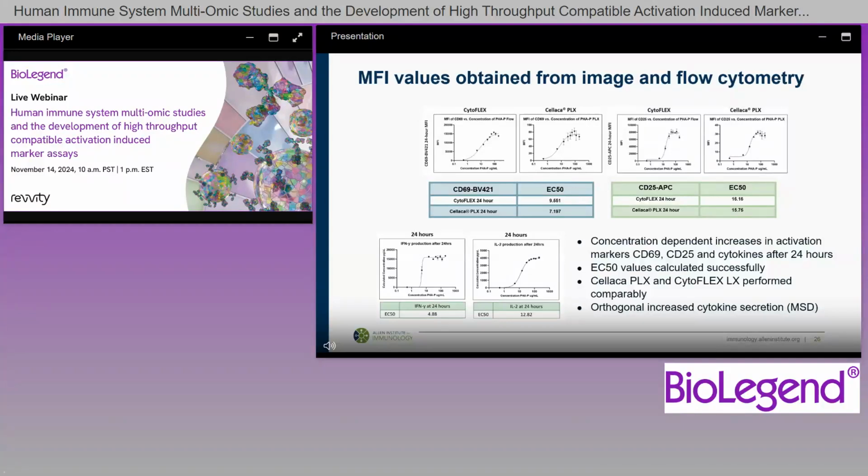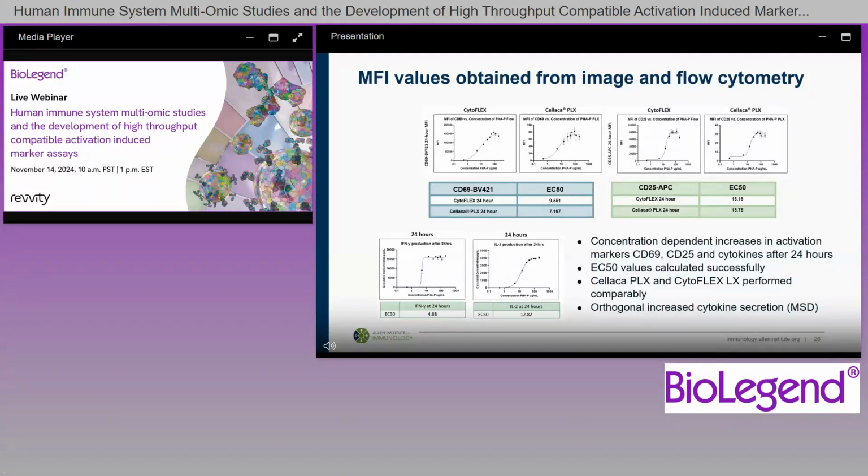Comparing the EC50s for both the PLX and the CytoFLEX, we saw that the EC50s for both CD69 and CD25 after 24 hours were comparable. On both instruments, we saw that there were concentration-dependent increases in the activation markers, meaning that as the concentration of PHA-P increased, the expression of the surface markers increased until the concentration of PHA-P became toxic to the cells.